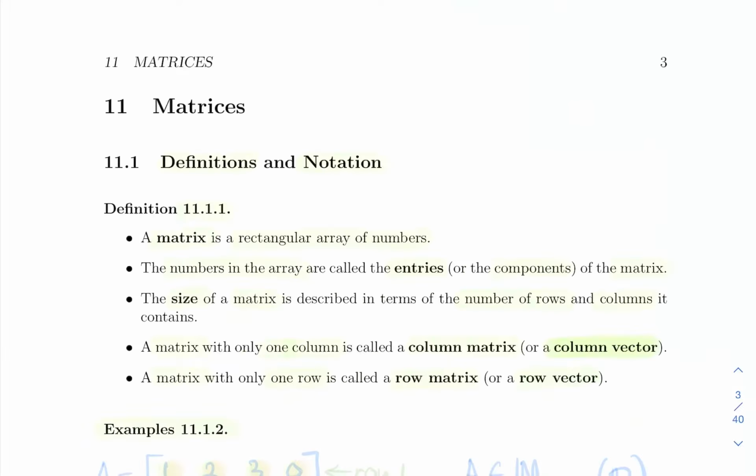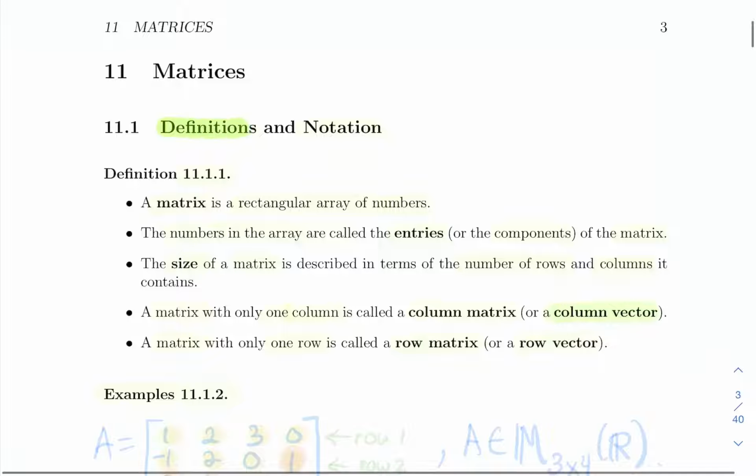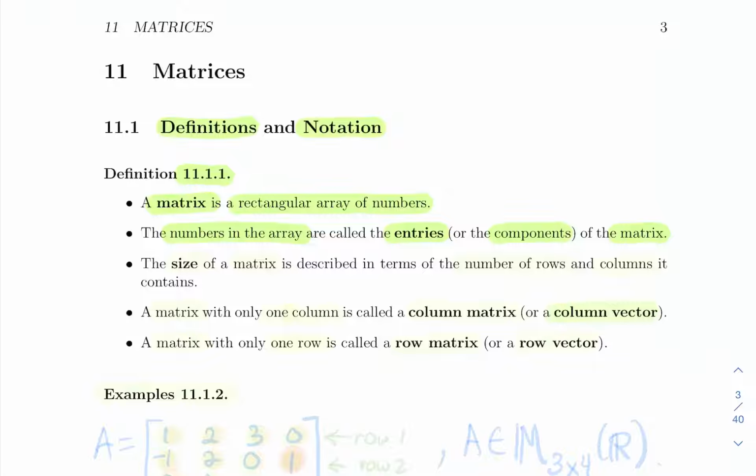All right, so some definitions and notation. So the first thing is definition 11.1.1. A matrix for us, simply put, is simply a structure, a rectangular array of numbers. So we just have like a box and it's filled with numbers. These numbers in the box are called the entries or the components of the matrix.